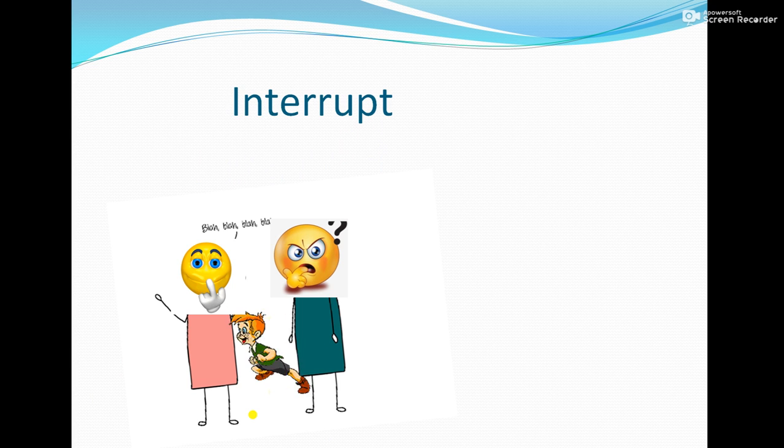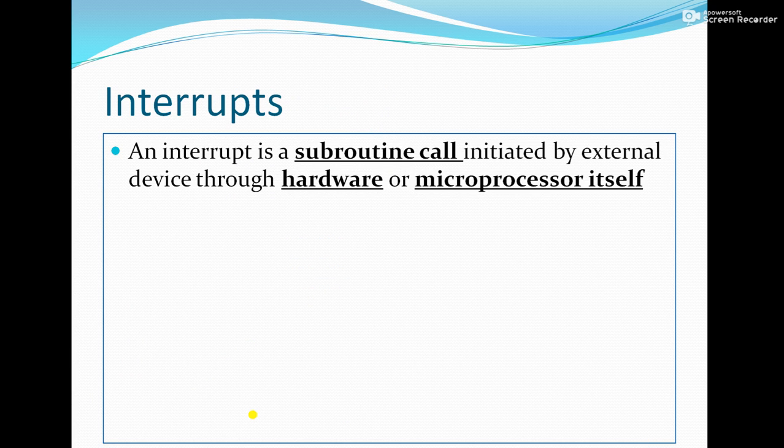Let us understand the definition of interrupt. An interrupt is a subroutine call initiated by external device through hardware or microprocessor itself. In this definition, I would like to highlight three words: subroutine call, hardware, and microprocessor. First, we will understand what is subroutine.